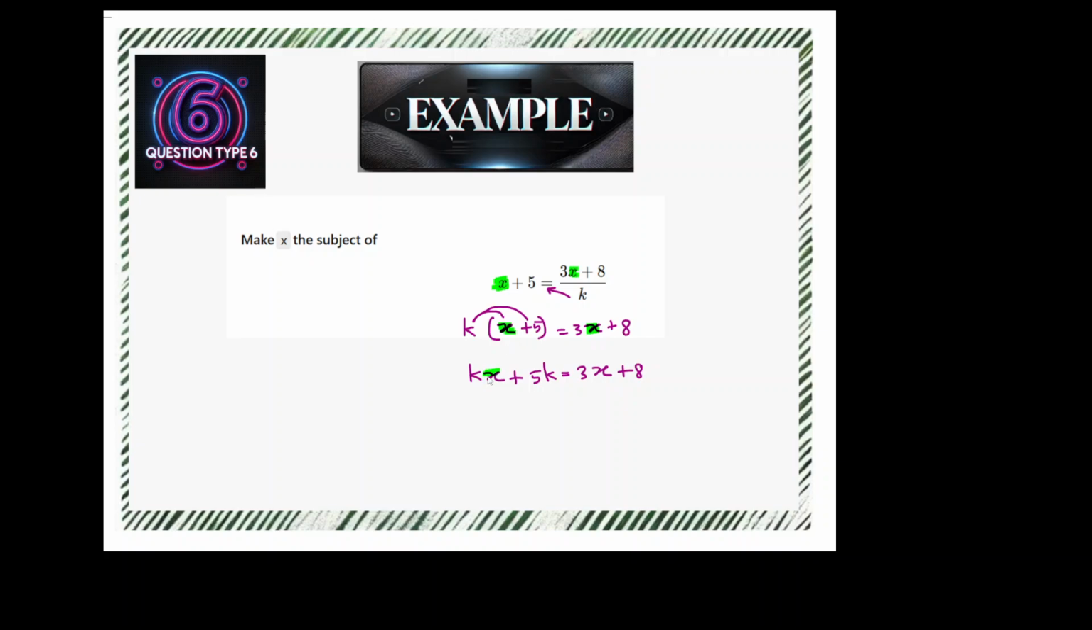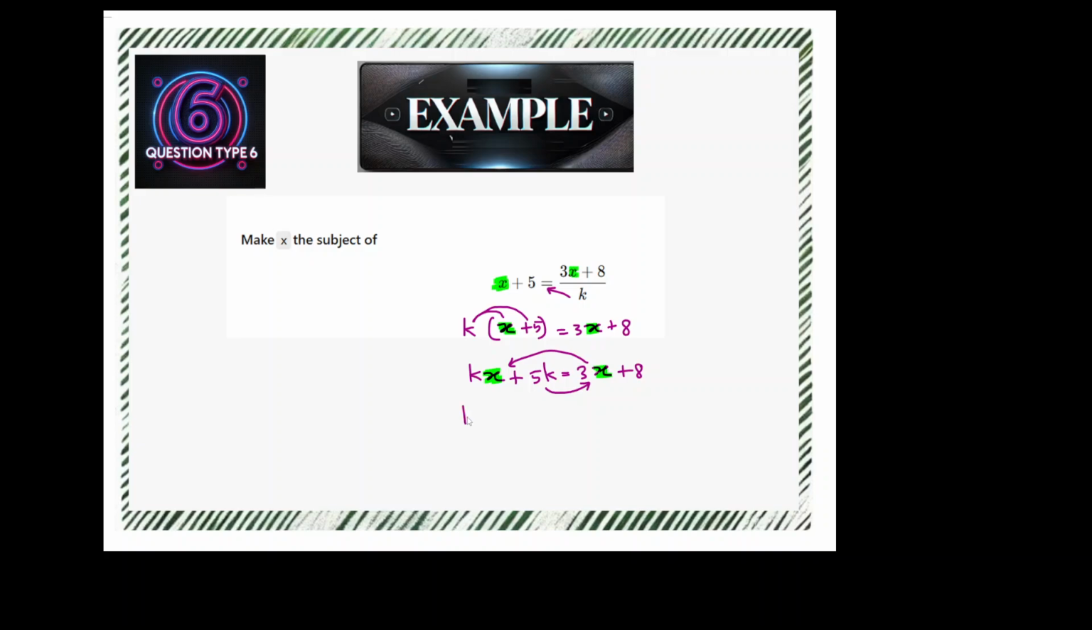Now, I cannot really reduce the number of x's to be 1 because I've got 1 x on the left hand side, 1 x on the right hand side. So let's bring both x's to the same side. So I can either move kx to the right hand side or 3x to the left hand side. I'm going to move 3x to the left hand side. And the k term, the one without x, is not needed on this side. So let's push it to the other side.